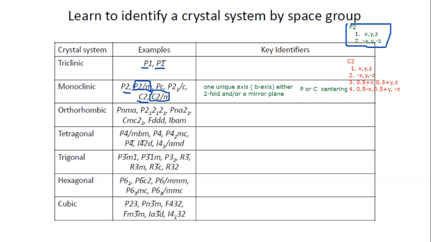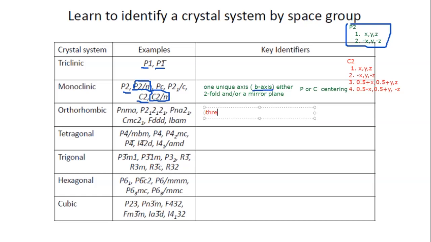Now, that's monoclinic. Again, one unique axis, which is the B-axis, so everything revolves around the B-axis in monoclinic, and you're either going to have twofold rotations, screw axes, or a mirror plane, or a glide plane. So you can have a combination of both of these, or just one of them. That's characteristic of monoclinic. Now we move on to orthorhombic.